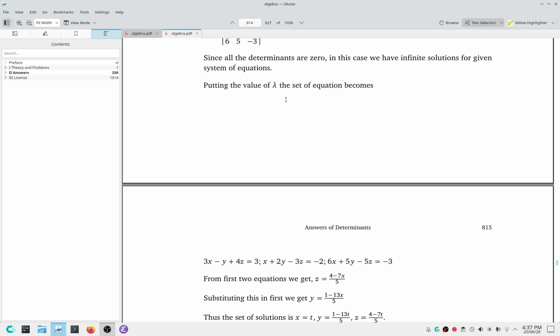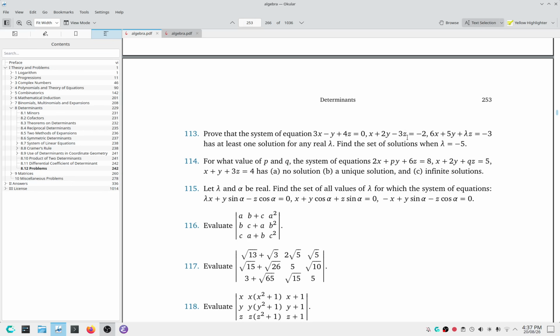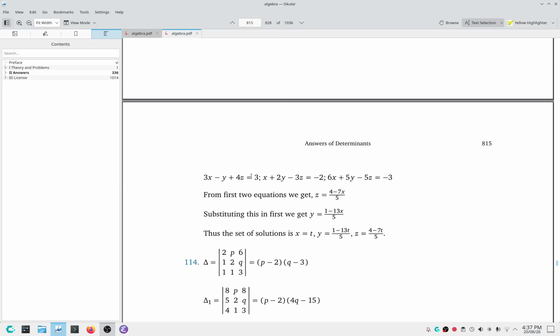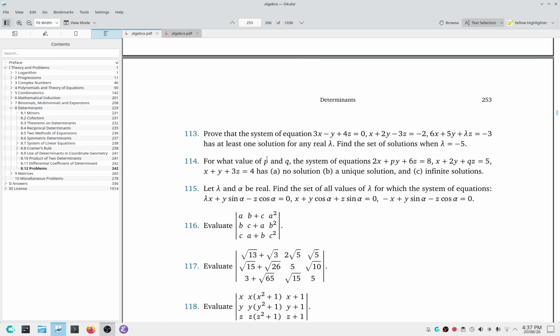Now putting in the value of lambda, only the third equation will change, right? 6x plus 5y minus 5z. So solving this, you will find that if x is equal to t, y is equal to (1 minus 13t) upon 5, and z will be (4 minus 7t) over 5.